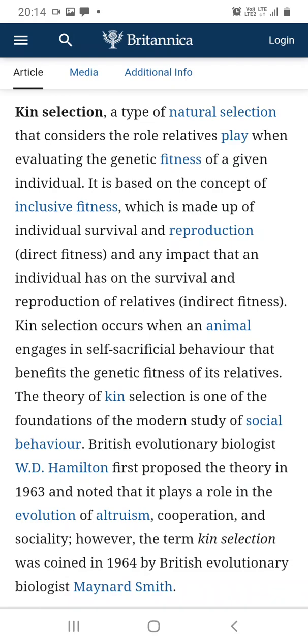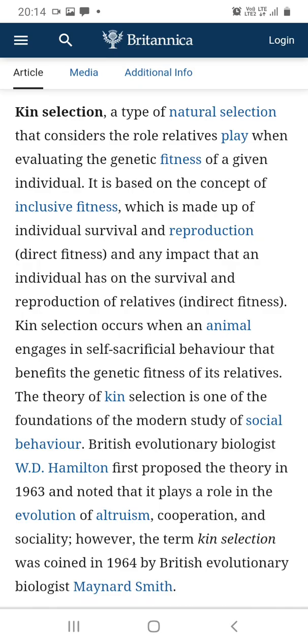Good morning, students. In today's class, I will discuss a very important phenomenon or behavior that is seen in honeybees, especially the worker honeybees. In them, a behavior called kin selection is seen. Now, what is the meaning of kin selection?